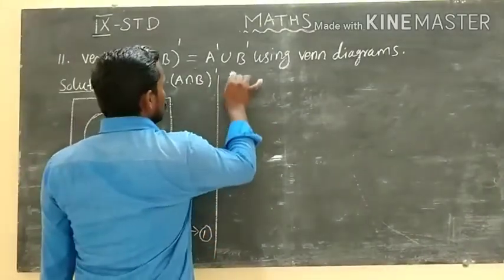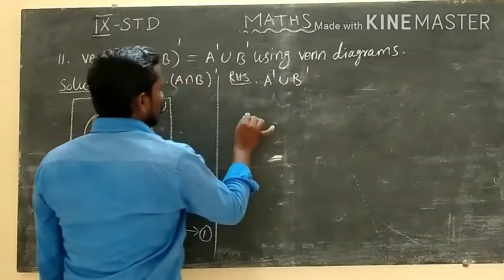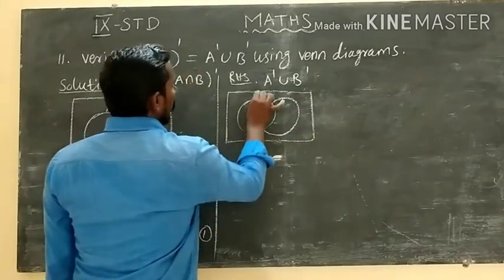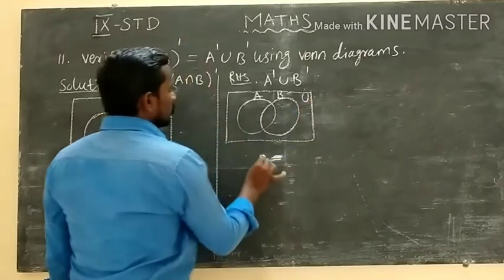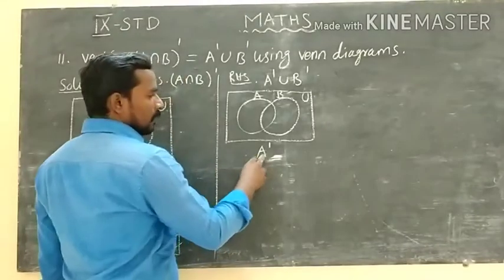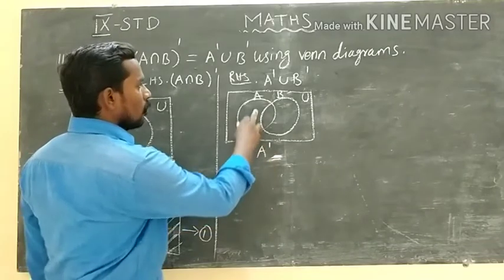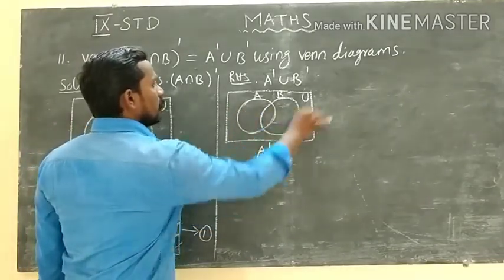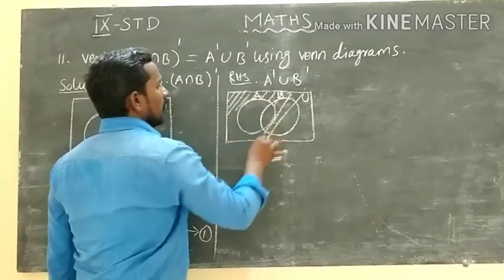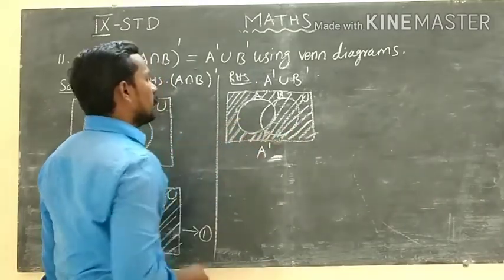Next, consider the RHS. This is A complement union B complement. Following the same manner, draw the two sets overlapping, then the universal set. First, find the A complement. That means omit A from the universal set. Omit this circle fully from the universal set. So omitting the A circle, on this side you get the remaining region. So A is fully omitted.